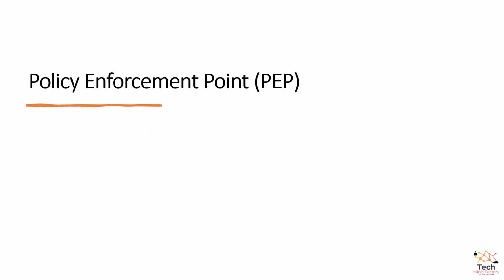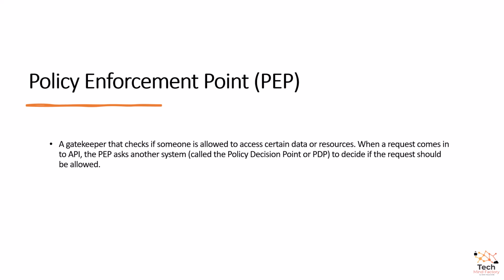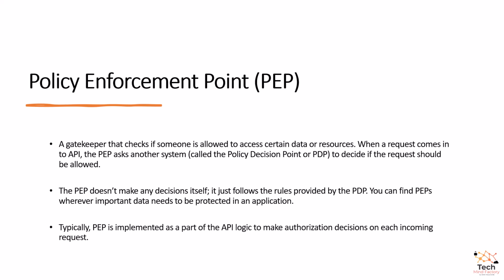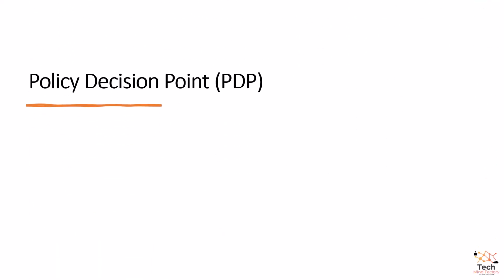Let's provide a few more details about the policy enforcement point and policy decision point so you understand their purpose in the architecture. Let's start with the policy enforcement point, or PEP. It's a gatekeeper that checks if someone is allowed to access certain data or resources. When a request comes into the API, the policy enforcement point asks another system called the policy decision point, or PDP, to decide if the request should be allowed. The policy enforcement point doesn't make any decisions itself. It just follows the rules provided by the PDP. You can find PEPs wherever important data needs to be protected in an application. Typically, the policy enforcement point is implemented as a part of the API logic to make authorization decisions on each incoming request. Now let's talk about the policy decision point, or PDP.